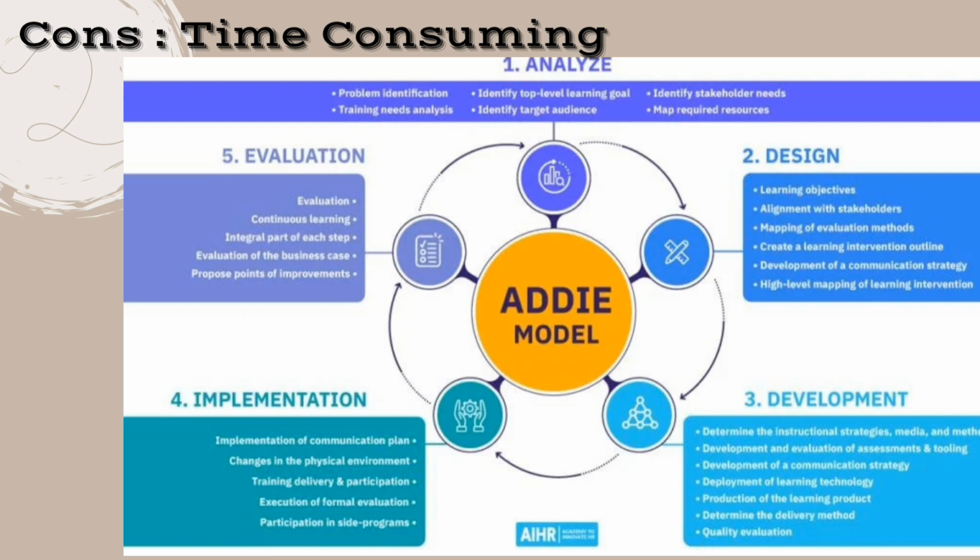While the con of using the ADDIE model is that it is time-consuming, the thoroughness of each phase can lead to longer development times compared to more agile methodologies. This can be a significant disadvantage when speed is crucial.